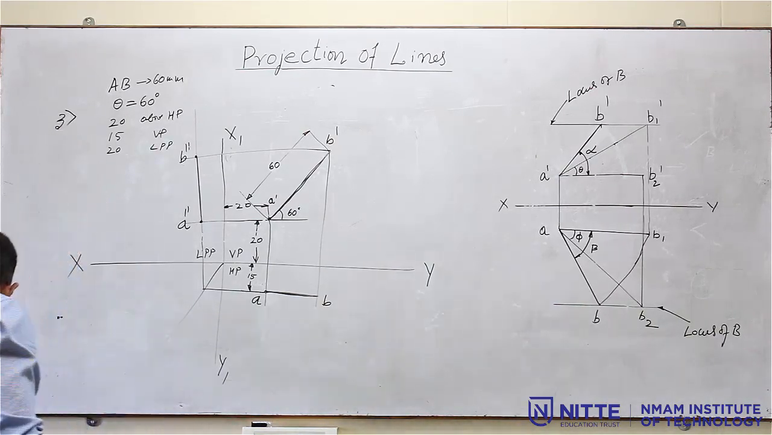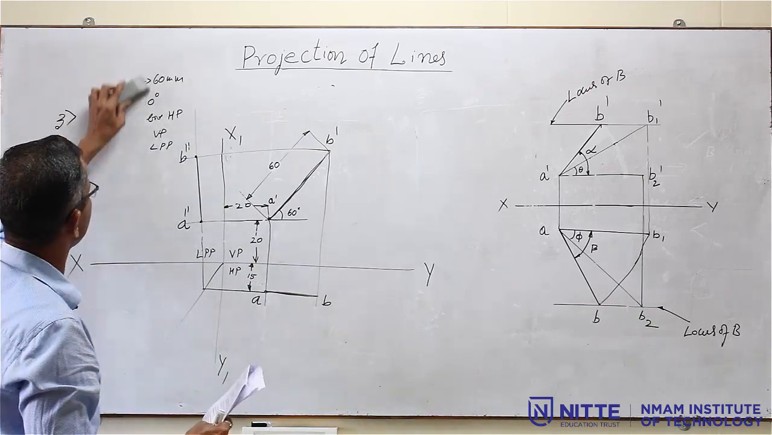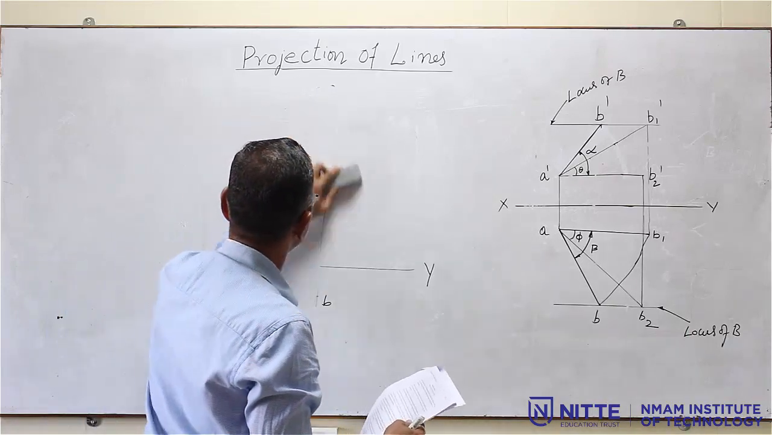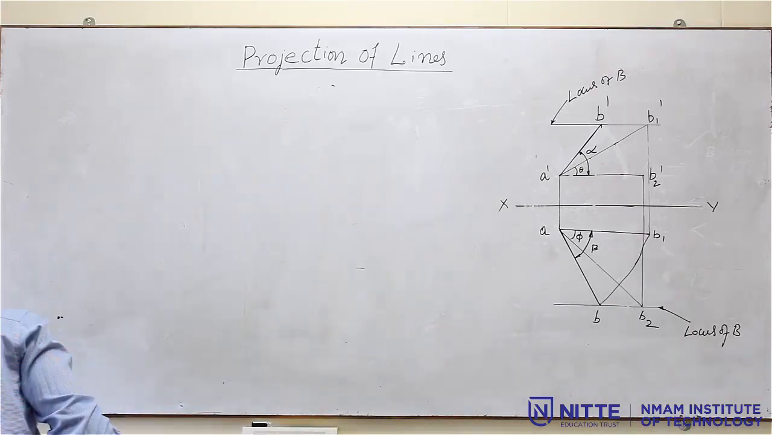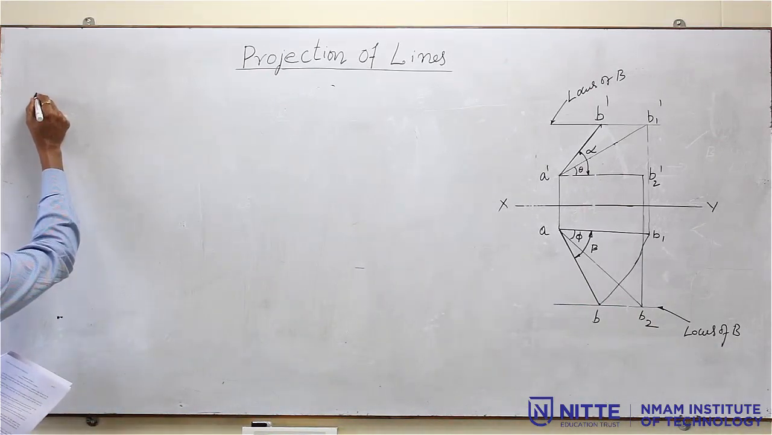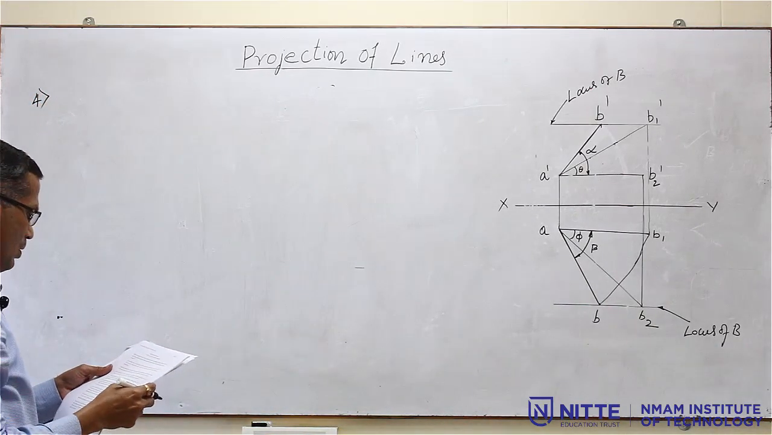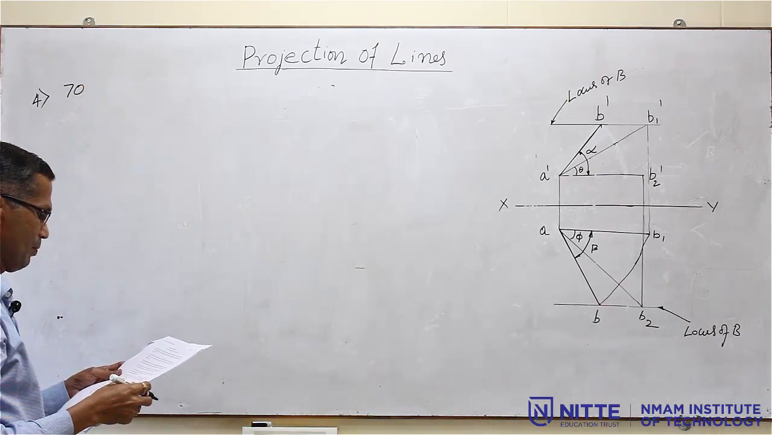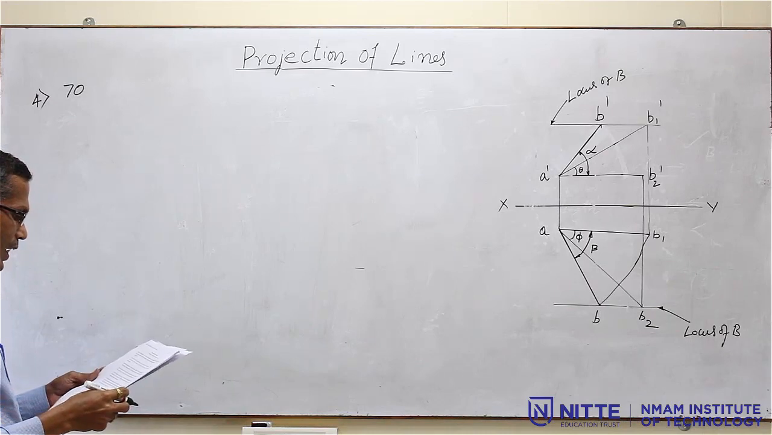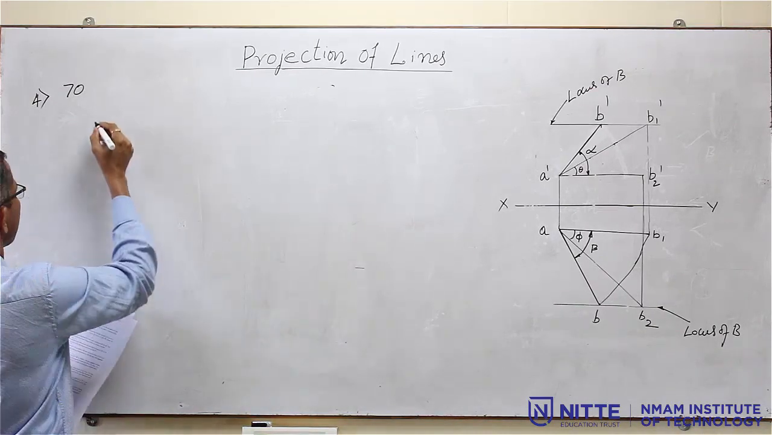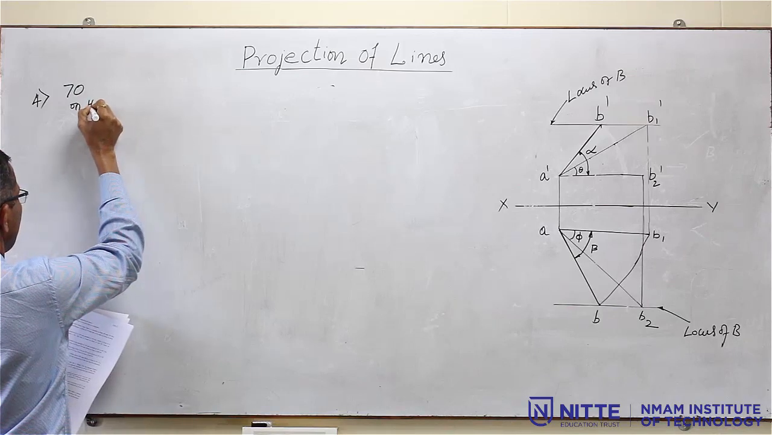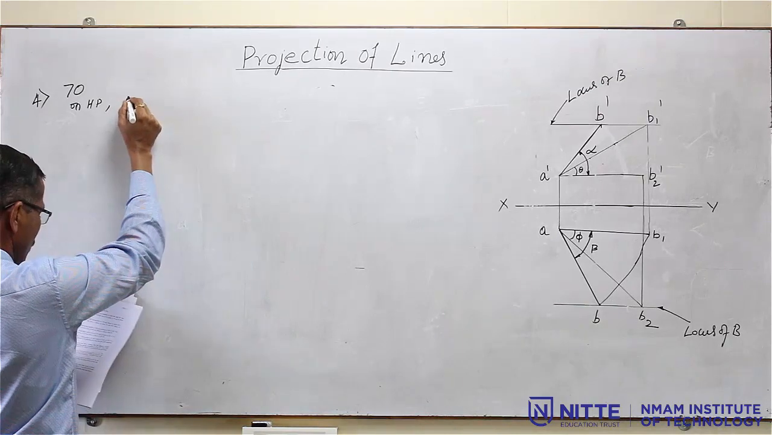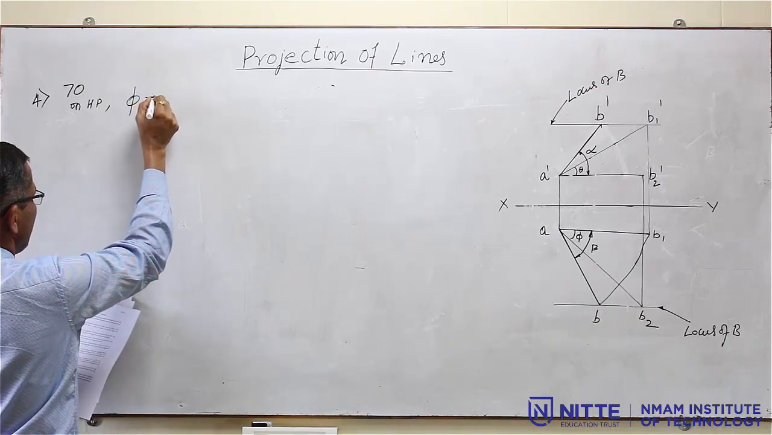Then we will go for the next problem. Fourth problem. Projection of a line 70 mm long. So, the length is given as 70 mm. When it lies on HP, it is on HP and inclined at 30 degrees to VP, that means phi is 30 degrees.